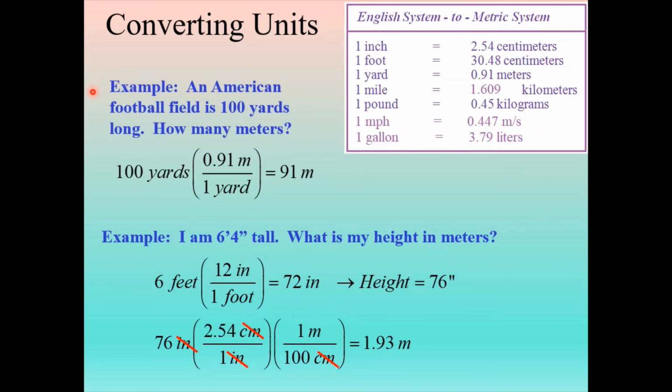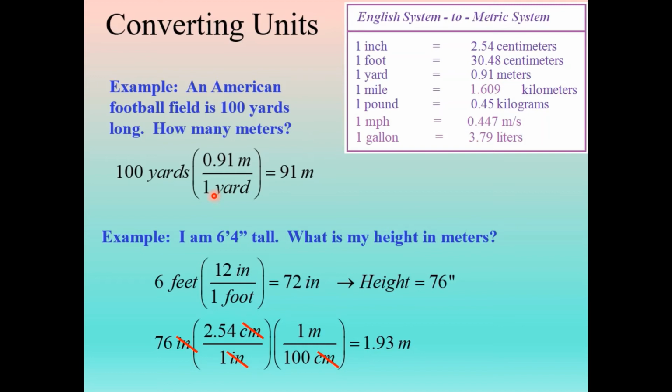Let's just do a couple more examples here. An American football field is 100 yards long. How many meters is this? So we're going to take 100 yards and we have to multiply it by the conversion factor of meters to yards. So again, we look on our table here, 1 yard is equal to 0.91 meters.